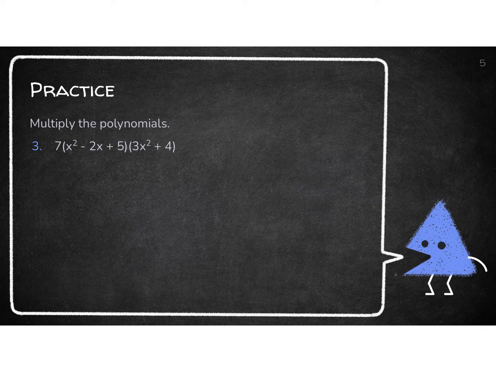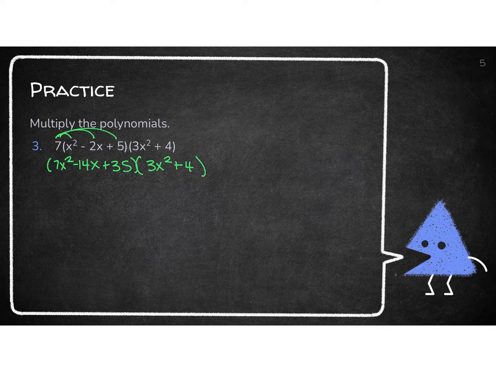So now we're going to take it one step further. I have the 7 out front. So what we have to do is distribute that 7 to everything in that first set of parentheses. So I'm going to end up with 7x squared minus 14x plus 35 times 3x squared plus 4.